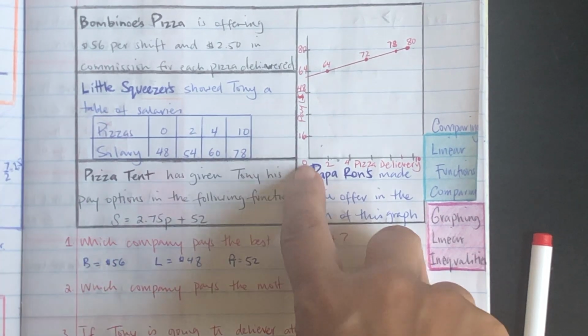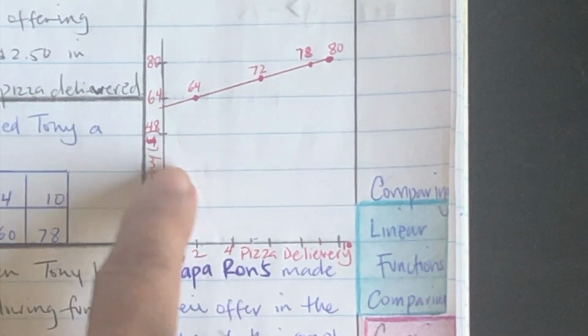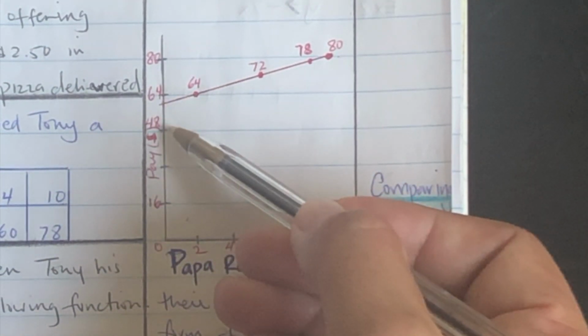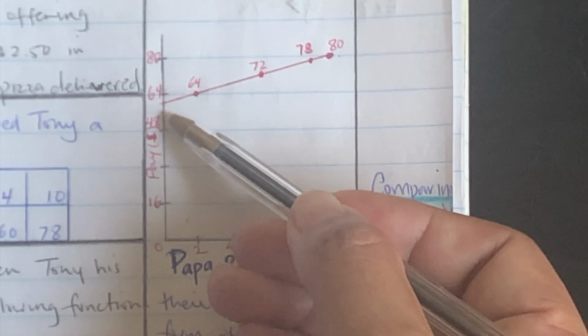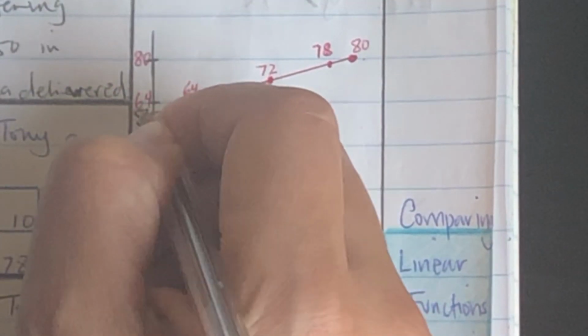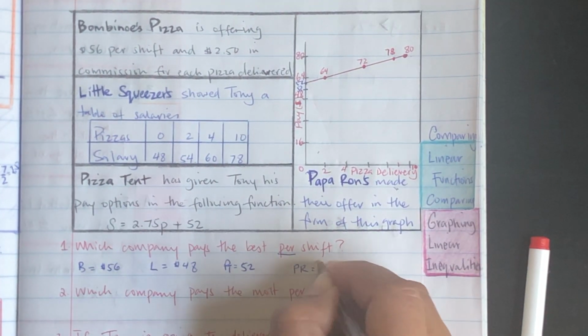Okay. At 0, you deliver no pizza delivery, 0 pizzas. How much do you get paid? So this is somewhere just below 64. And since it's going up by 16, about 58 maybe. Okay, so this one's about 58. This is a listening check. PR equals 58, $8.